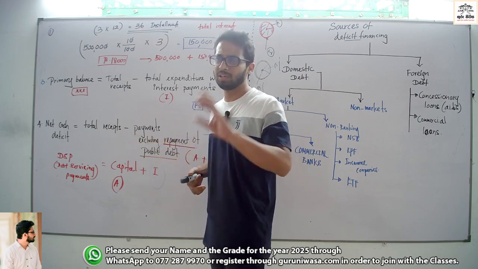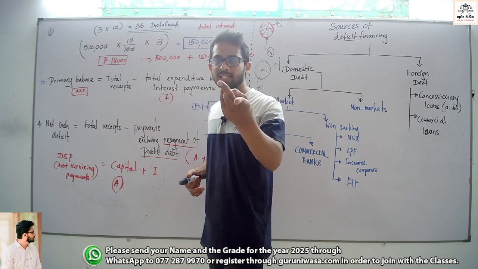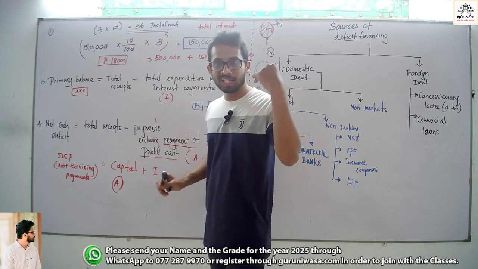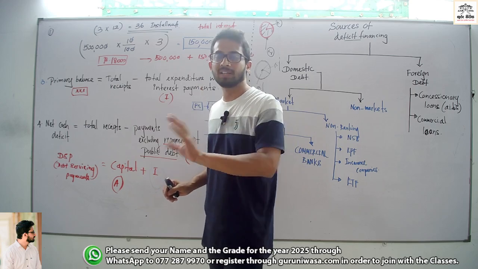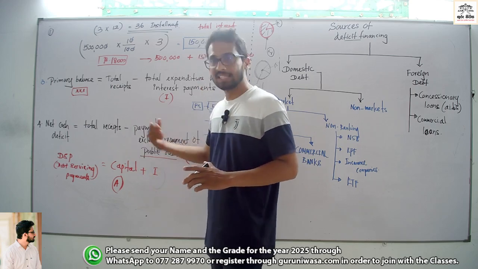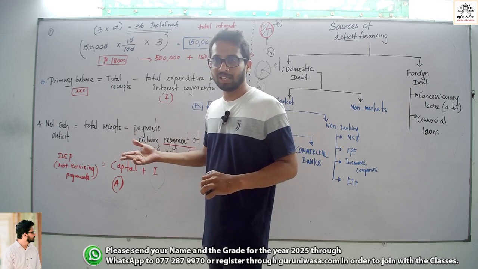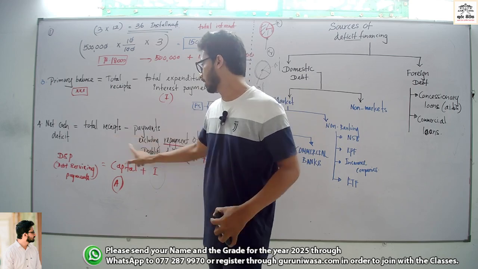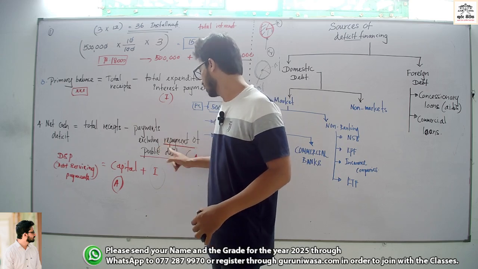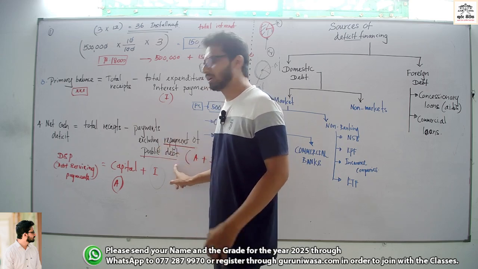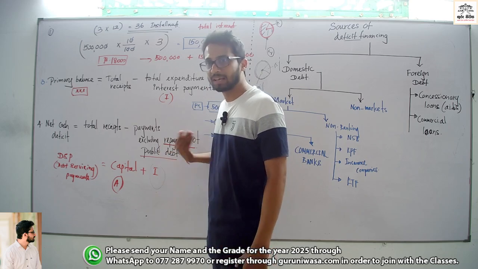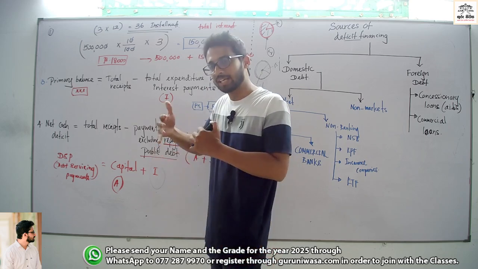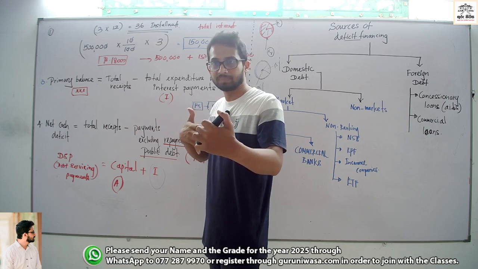Simple idea, children. If you can remember these two concepts, that's enough. Number one, it is not an economic concept, it's a public accounting concept. Other one is, it is calculated by a simple equation. What is the equation? It is calculated as total receipts minus total payments excluding repayment of public debt. Public debt means the government's loans, the loans due to be paid this year.